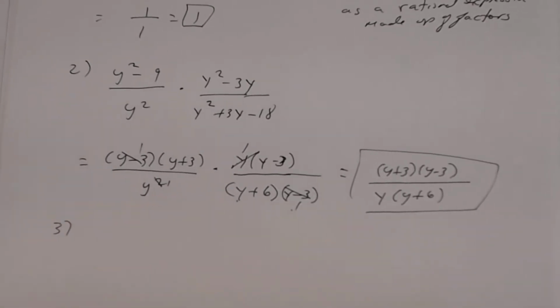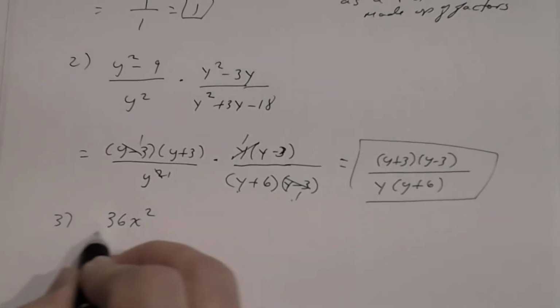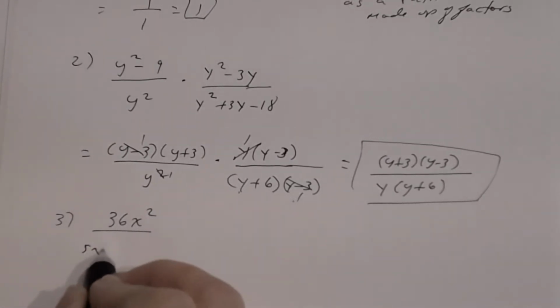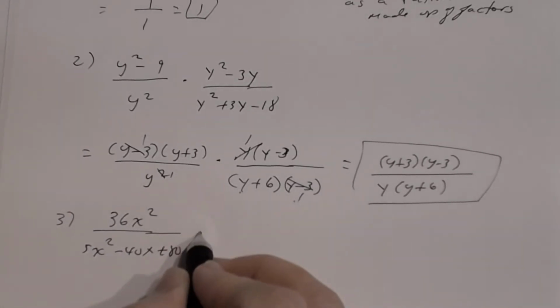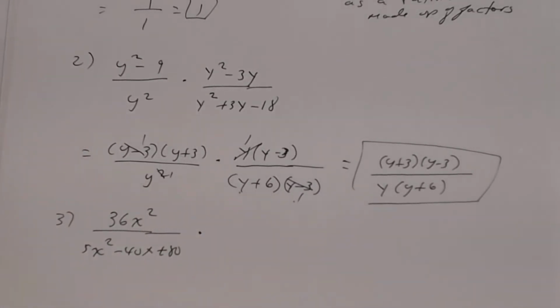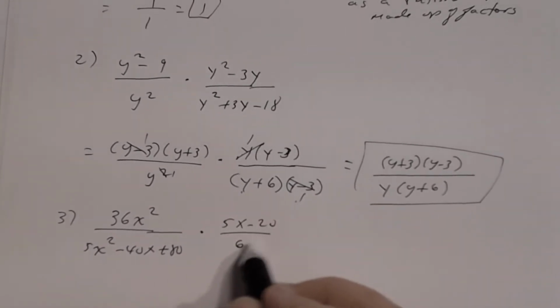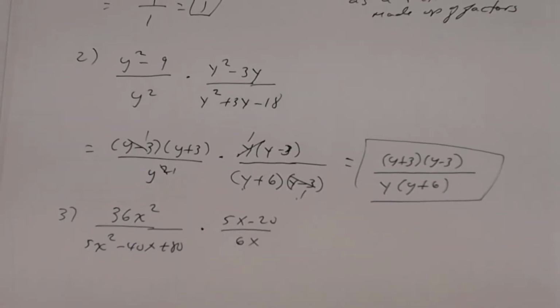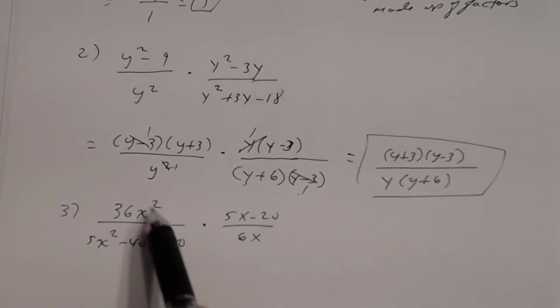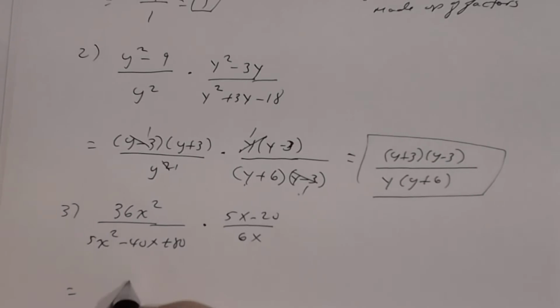All right, number 3, we have 36x squared divided by 5x squared minus 40x plus 80. So we have that rational expression being multiplied by this rational expression, 5x minus 20 divided by 6x. Okay? All right, so remember the first step is to factor. So the first numerator, those are monomial factors. I'm not going to deal with that just yet. So I'm just going to rewrite it as 36x squared divided by.